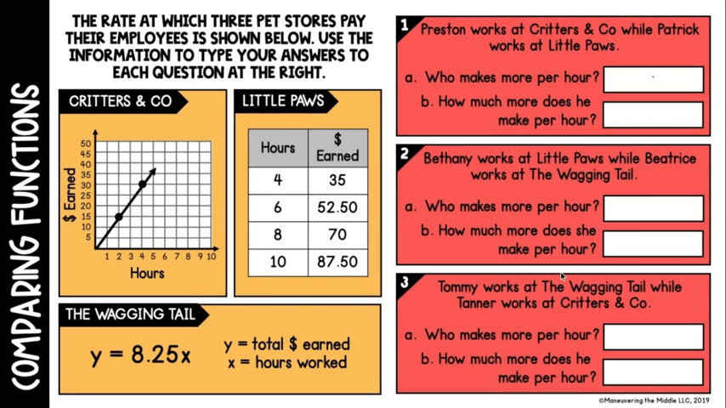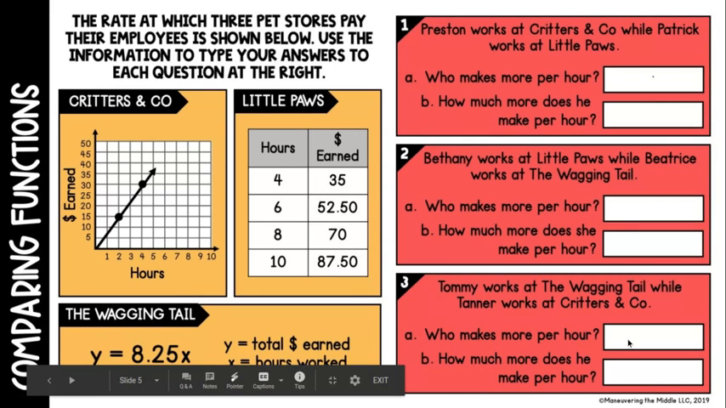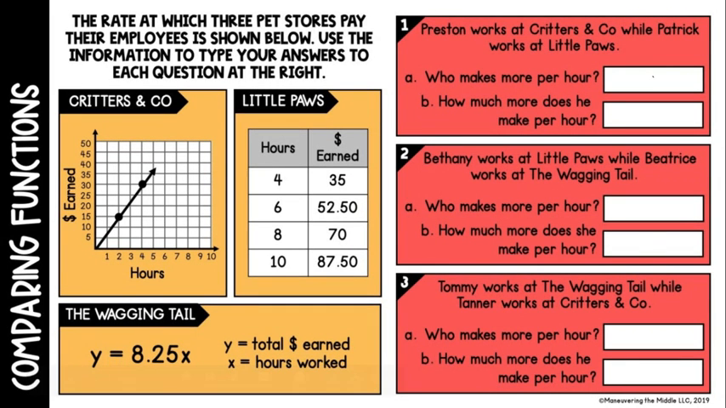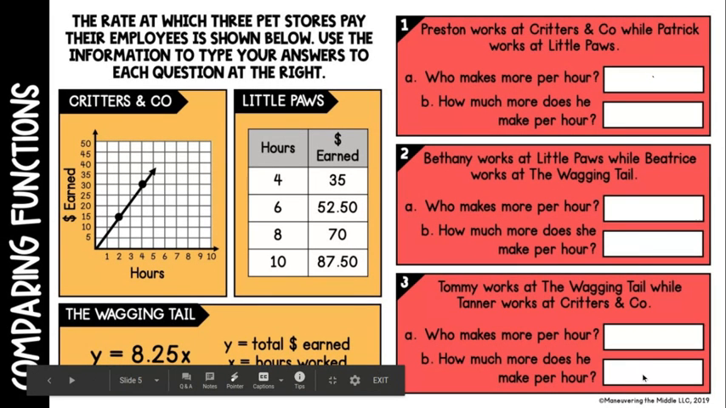And finally, the last question says Tommy works at the Wagging Tail while Tanner works at Critters and Company. Who makes more per hour, Tommy or Tanner? How much more does he make per hour? Again, same question, and your answer is not one of your rates. You need to think about what that question is asking, and your answer is a number here.